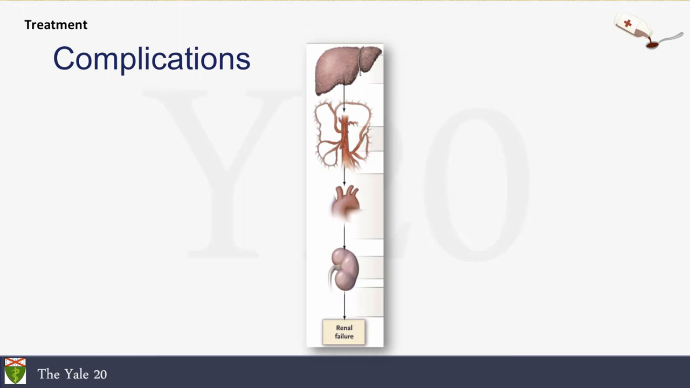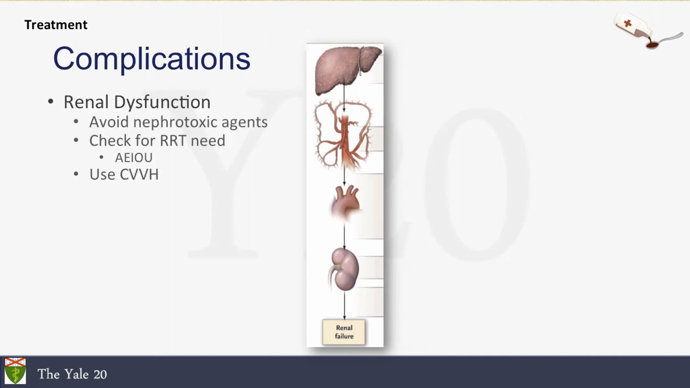Renal failure often resolves with the resolution of liver failure. To support renal function, we should have good control of hemodynamics and avoid nephrotoxic agents, and we should always be on the lookout for indicators of the need for renal replacement therapy. While the AEIOU mnemonic is helpful in determining the need for renal replacement therapy in the general population, patients with ALF are often started on renal replacement therapy before such symptoms develop, and continuous forms such as CVVH have been shown to achieve greater metabolic and hemodynamic stability.